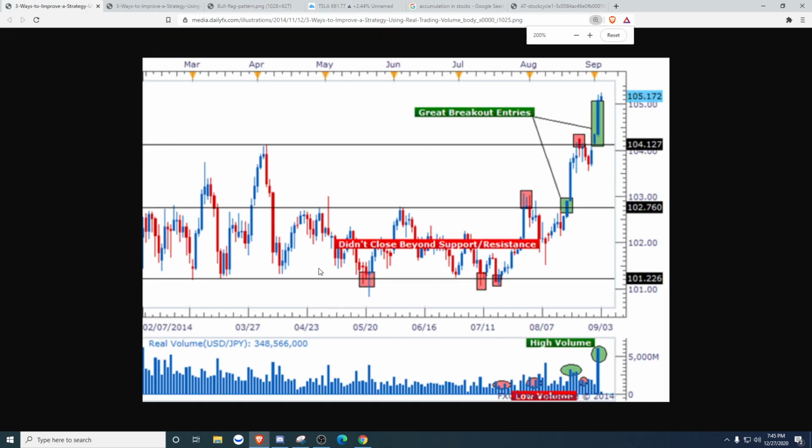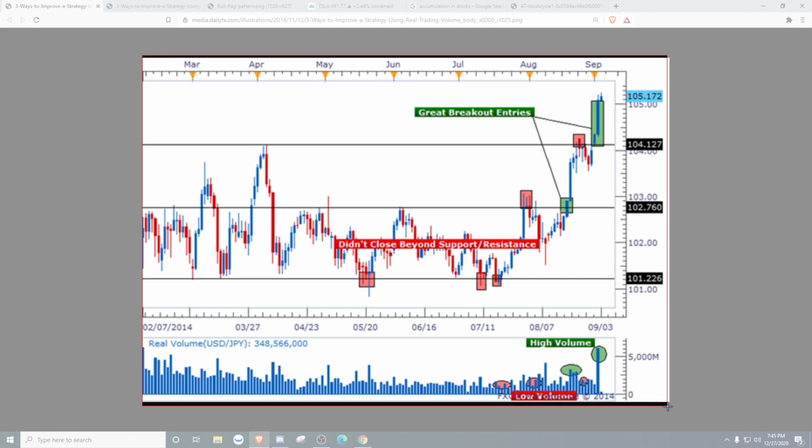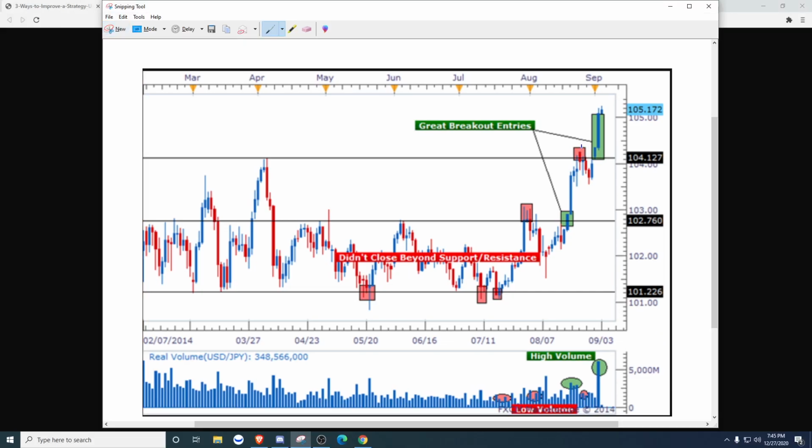I'm gonna snip this so I can draw on it. So when we saw this rejection right here, when we got rejected, we started consolidating. As you guys can see, we consolidated for a little bit, but not a lot of selling volume coming in. We're just consolidating and it's not a signal to get out.